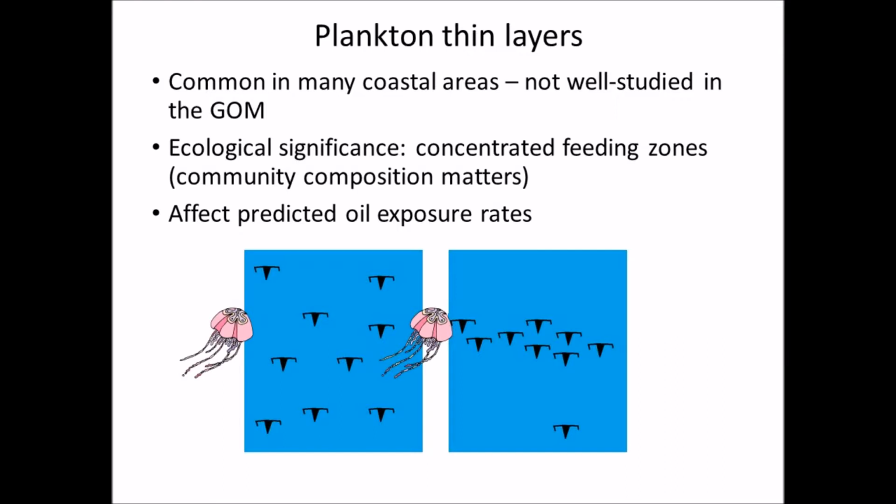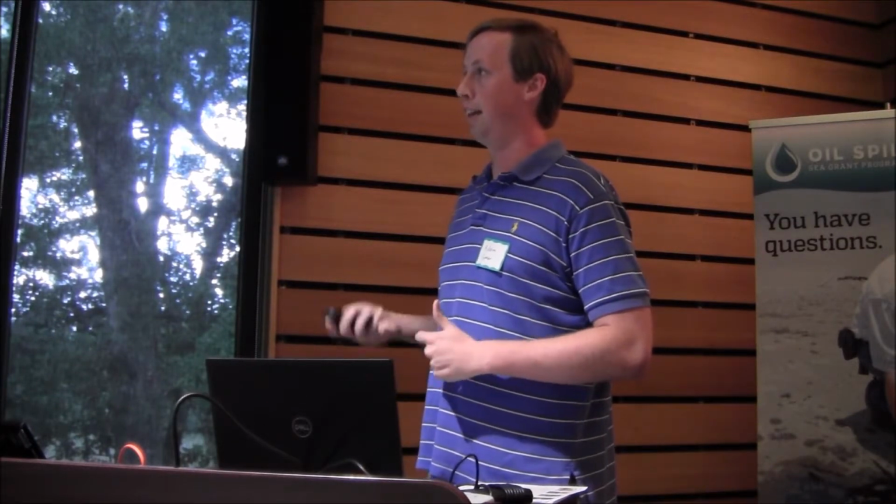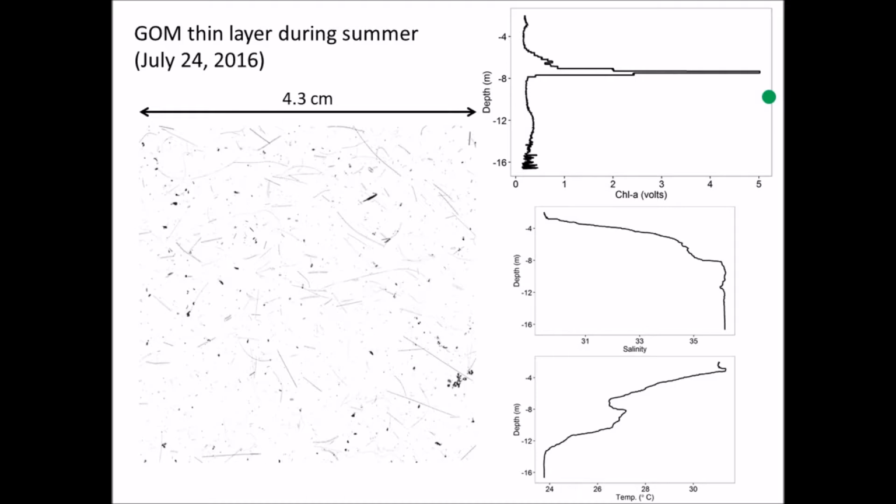The ecological significance of thin layers is that they provide this concentrated feeding zone. So you can imagine two scenarios here that I've outlined, where you have a jellyfish predator and then a bunch of copepods that it's eating. In the two situations, you have one random distribution and one where they're aggregated in this thin layer. And so the predator can exploit the prey resources much more rapidly when they're aggregated in that thin layer. So they're kind of this trope. They consider these a hot spot of a lot of activity when you see these layers in different systems. And then, of course, if these layers are very prevalent, it can affect how we understand exposure rates of oil.